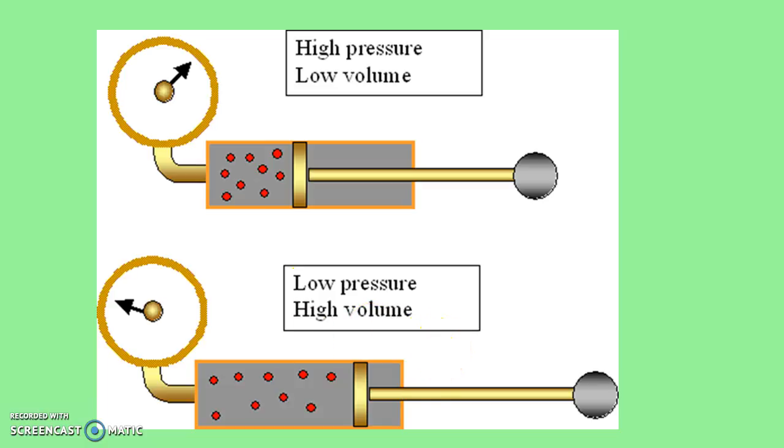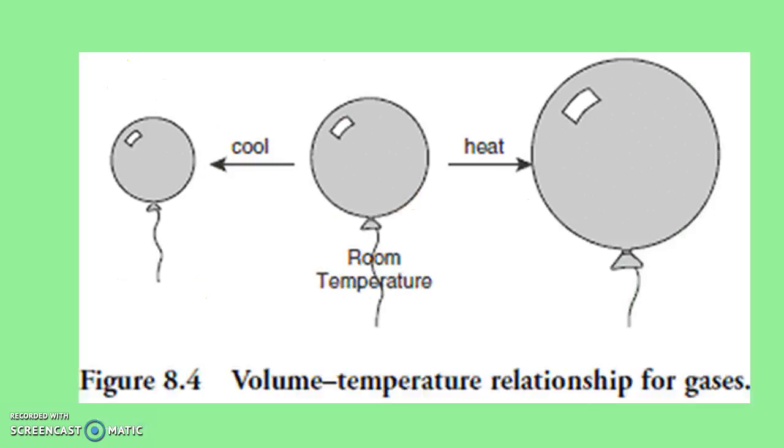Which law is this? You should have answered your question, and it's Boyle's law. The pressure-volume relationship is Boyle's law, and it is an indirect relationship. As one goes up, the other goes down. All right, let's try another one.